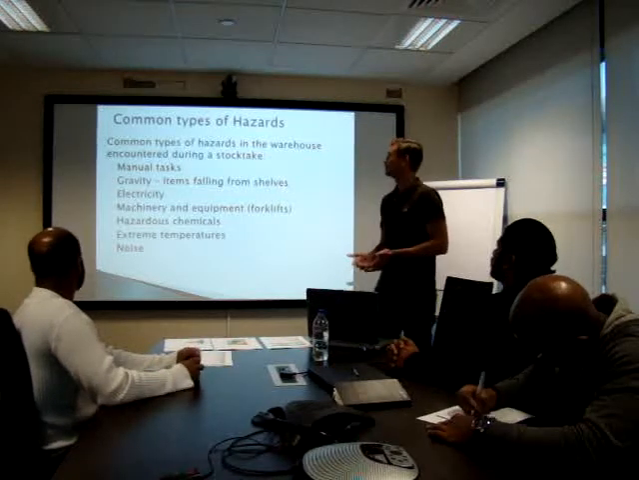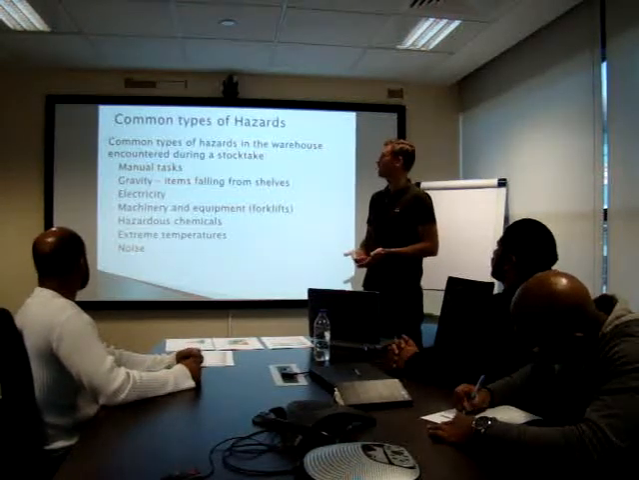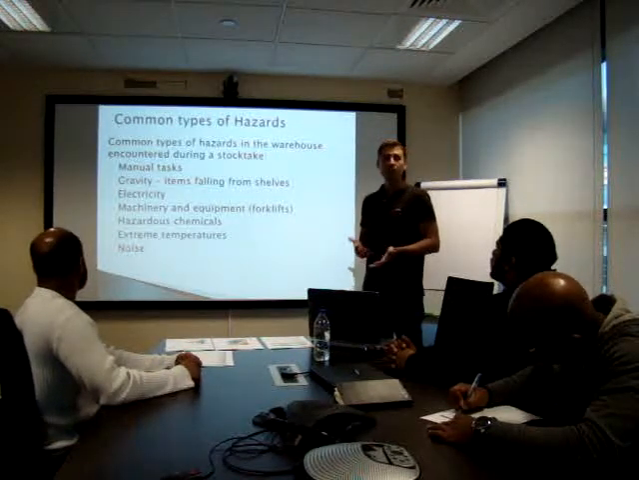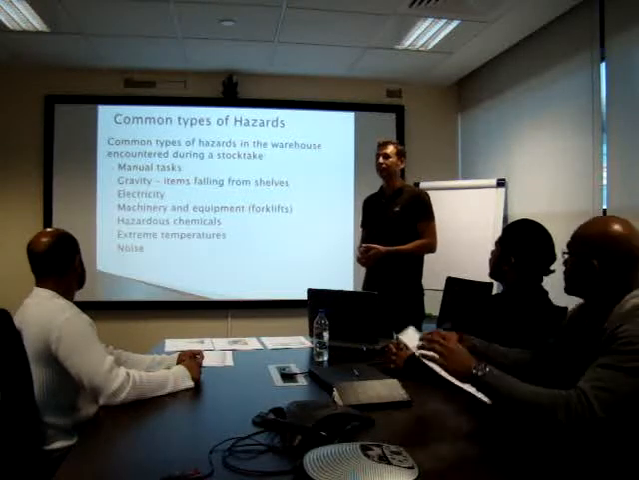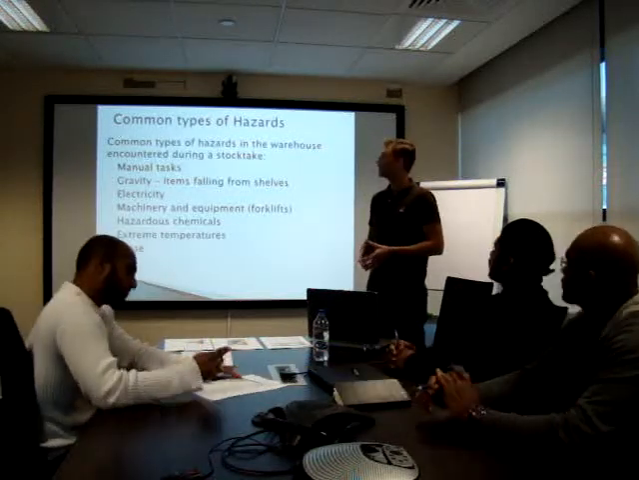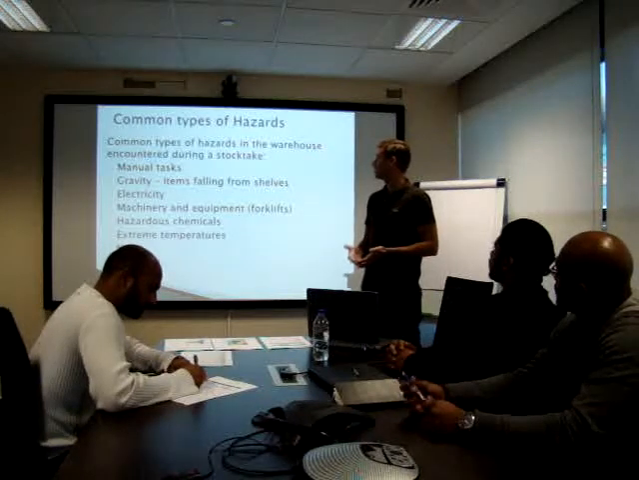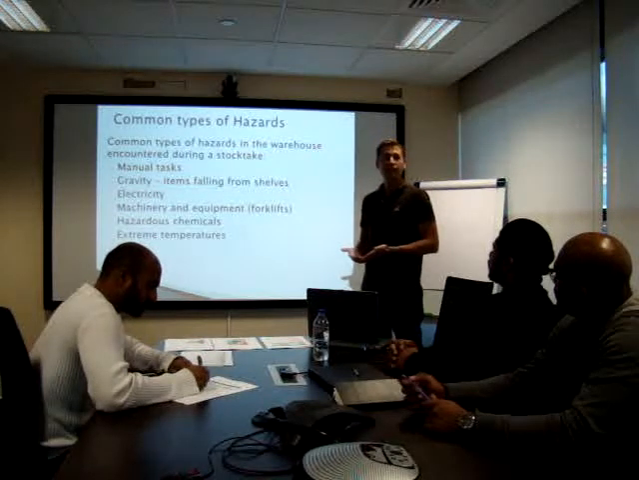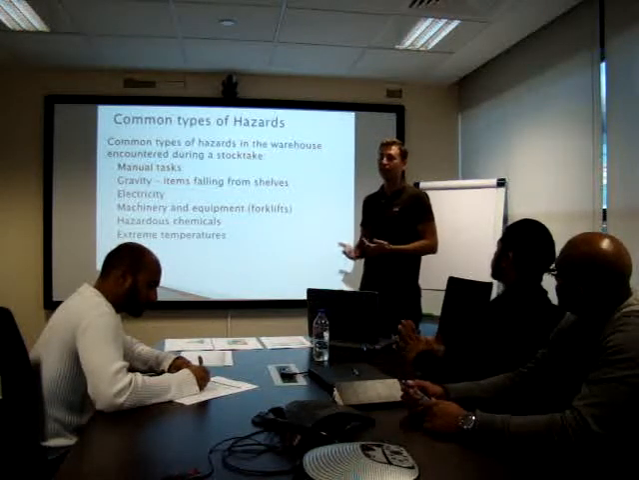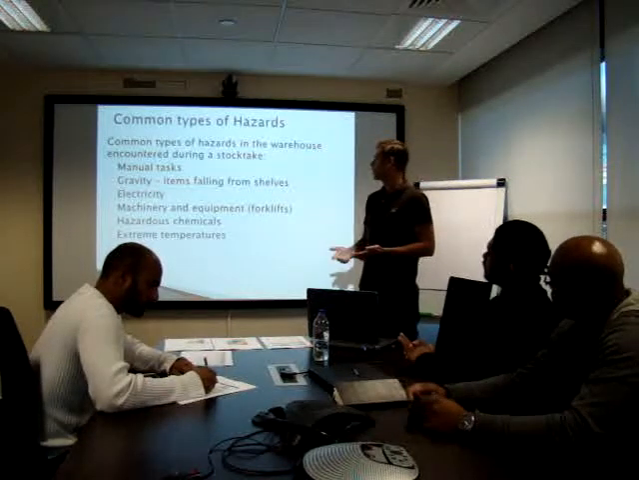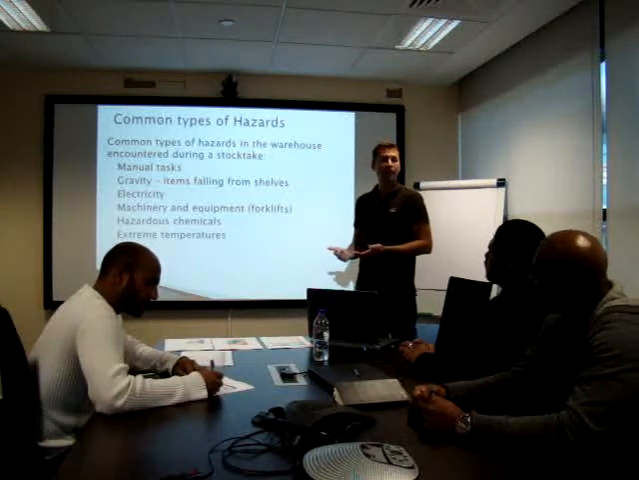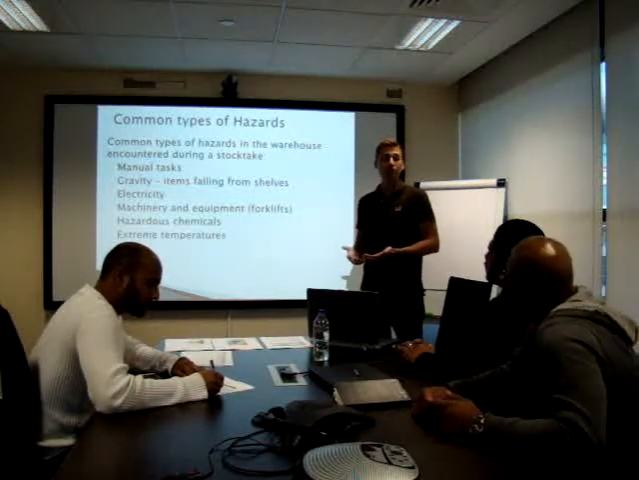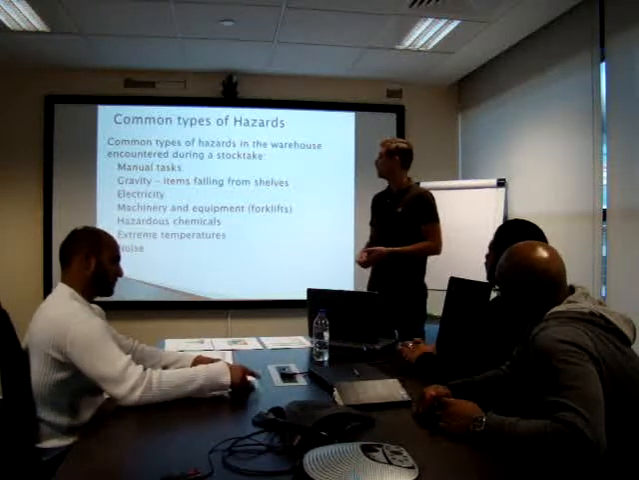Common types of hazards. Now, common types of hazards that we may encounter in the warehouse during a stock take. Manual tasks, that means when we're moving boxes around, when we're lifting, we can encounter a hazard. Gravity, this means items that may fall from shelves and land on us and cause an injury. Electricity, we all know the dangers of electricity and the hazards involved there. Machinery and equipment, I've mentioned forklifts there. It's a busy environment, there's forklifts driving around, and obviously forklifts can definitely cause harm.